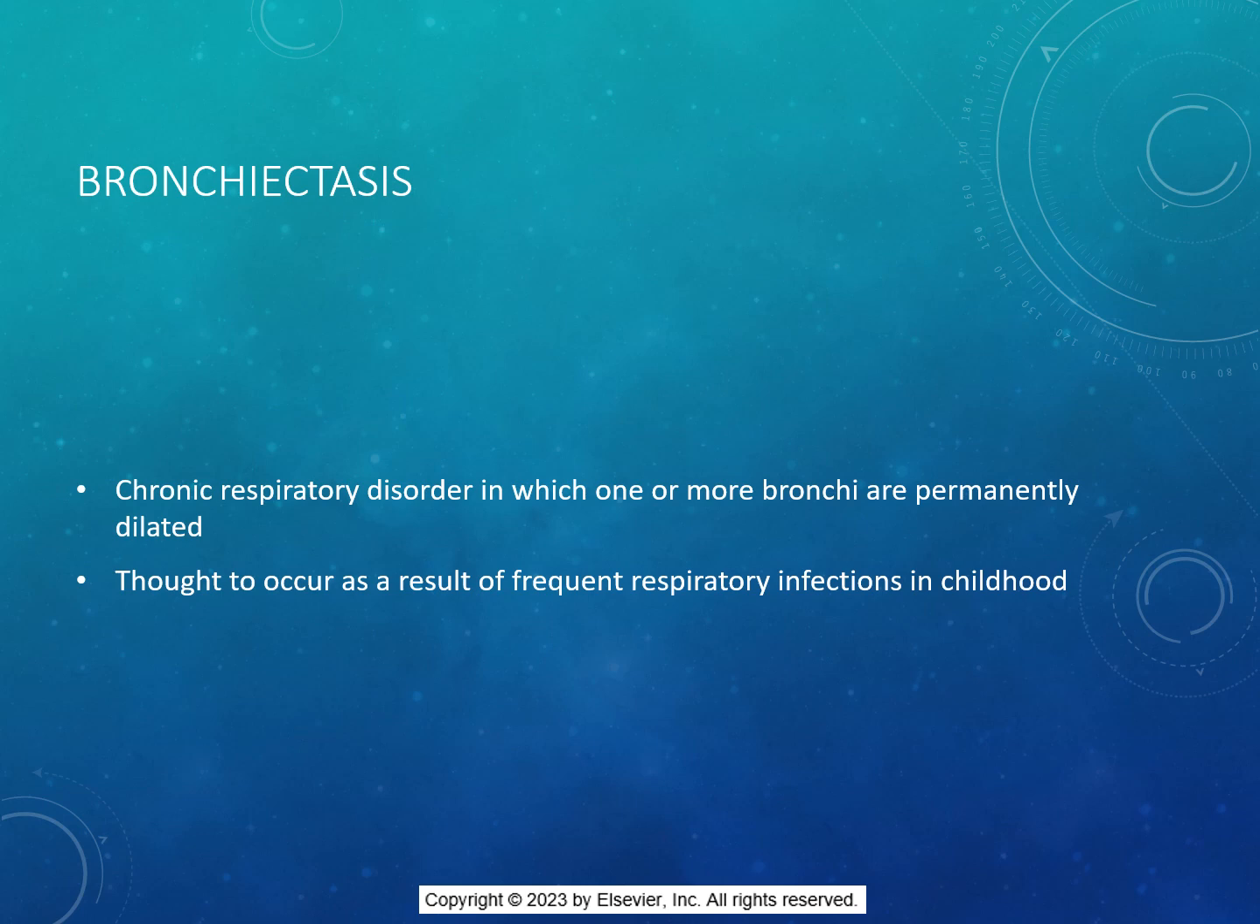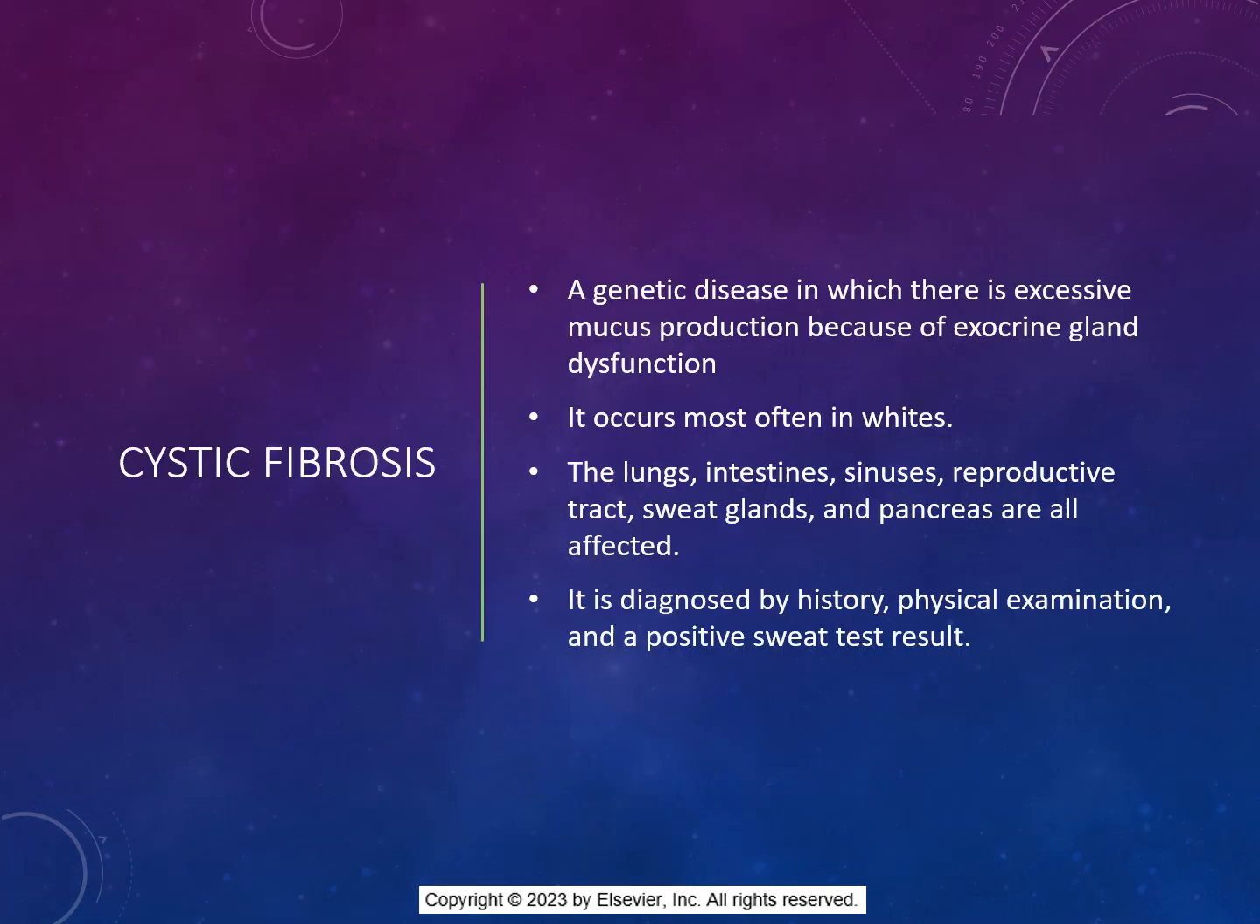Bronchiectasis is a chronic respiratory disorder in which the bronchi walls are thickened. This will occur as a result of frequent respiratory infections or inflammation. In the United States, about 1/3 of all bronchiectasis is caused by cystic fibrosis.